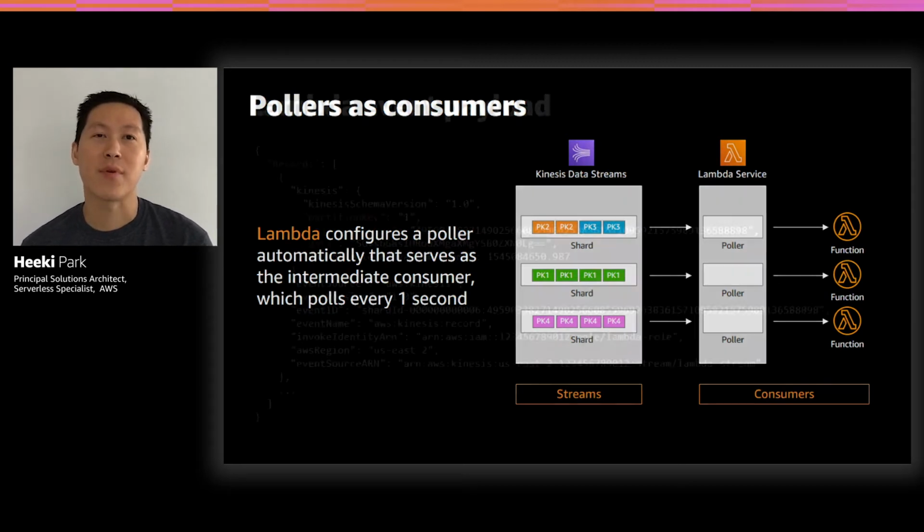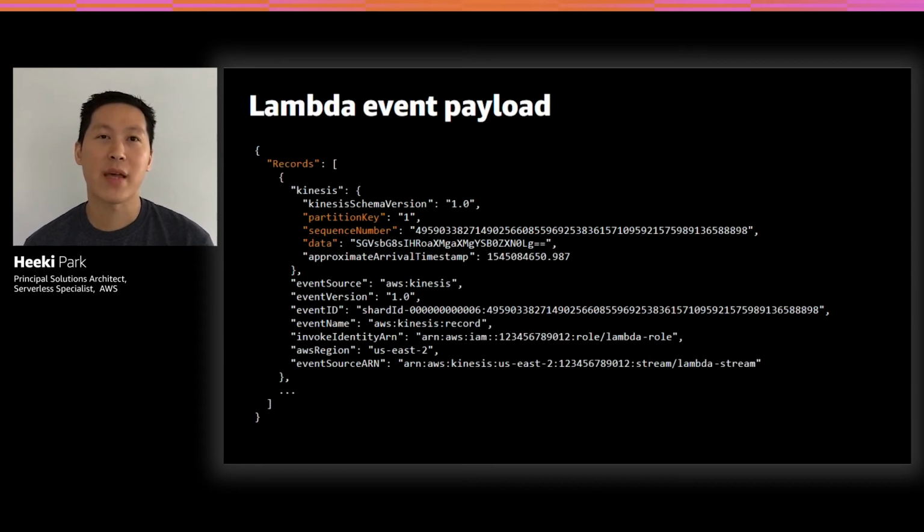So here's an example of an event payload that will be passed to the Lambda function. First, you'll see that there's a records attribute with a list of objects. Each of those objects has the Kinesis payload as shown previously, which includes the partition key, the sequence number, and the data block, among other things. The poller will then send the batch of records to the invoked Lambda function.